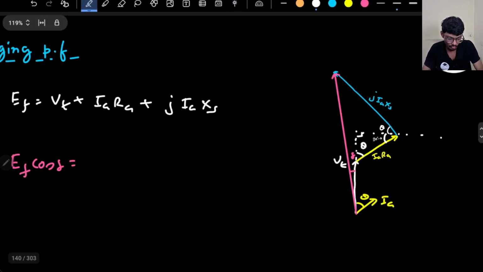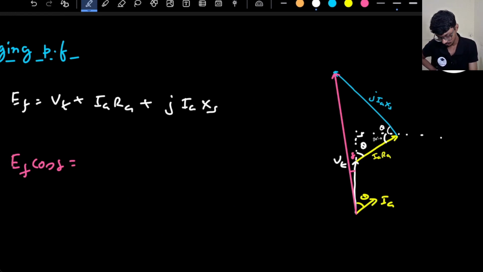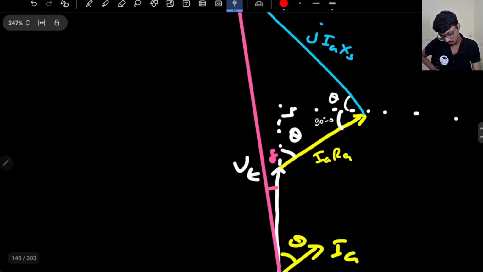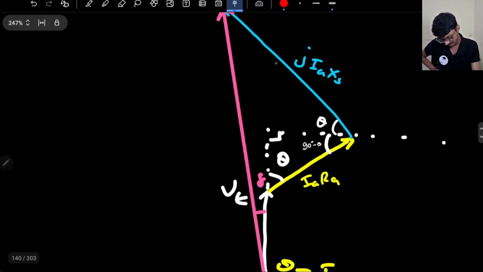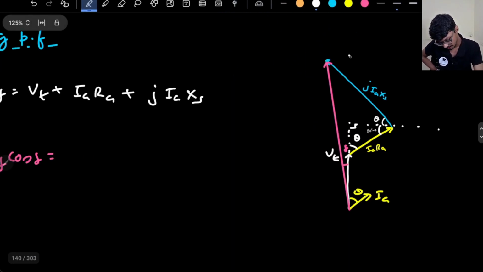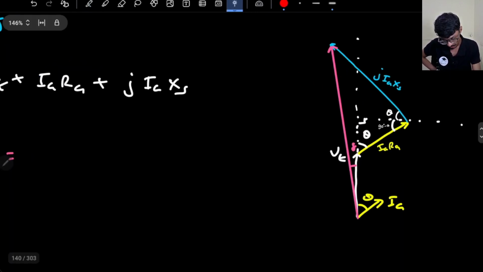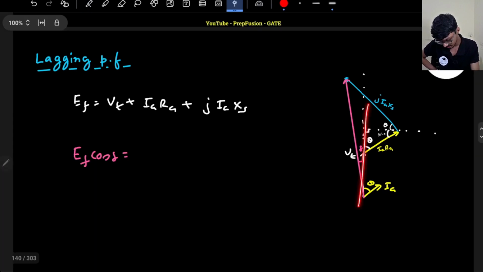Now can you write the projection? This length is IAXS. This length is IRA. So now can I draw the projection along this axis? First is EF cos delta along this axis. What about the other parts? It is VT. VT will be along the axis only, so it will be VT.